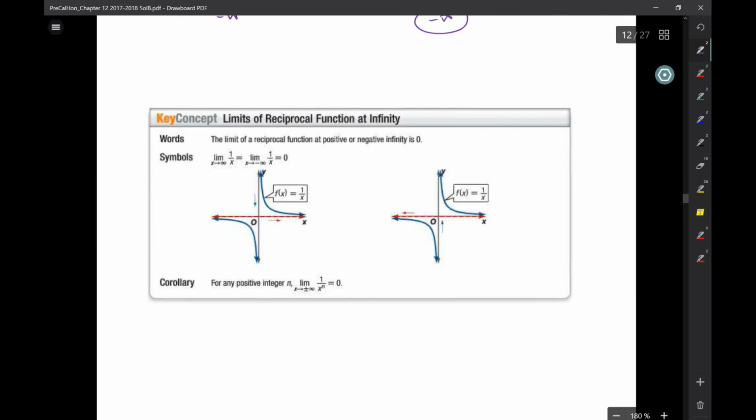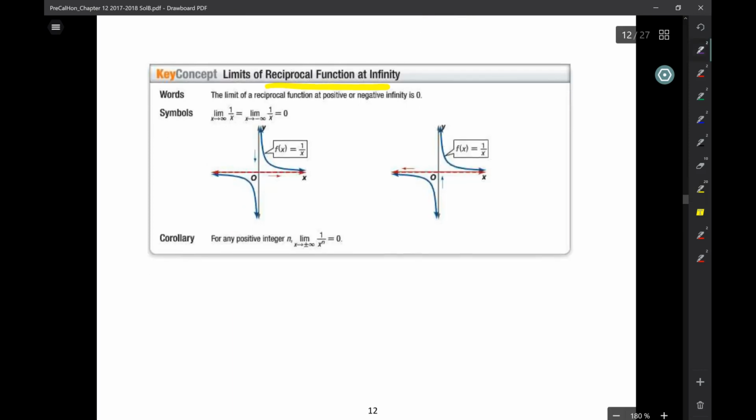Well, what about reciprocal functions? We know by now that this is what a reciprocal function looks like, right? And we've done this a million times. When f of x is 1 over x, can x ever be 0? No. Can y ever be 0? No, right? But as x gets infinitely large, what value does it approach? 0. It approaches 0, but it never actually equals 0.